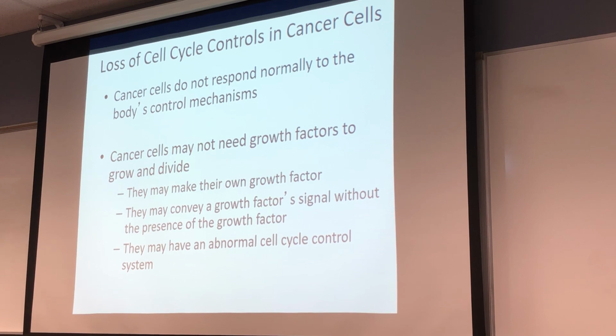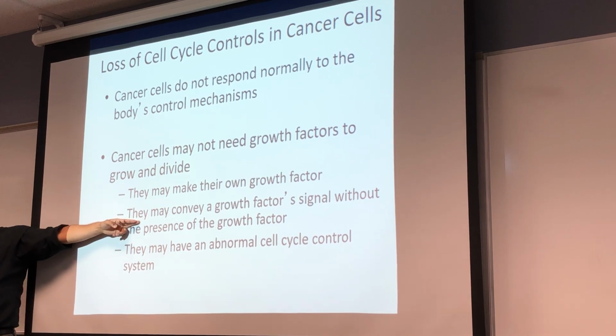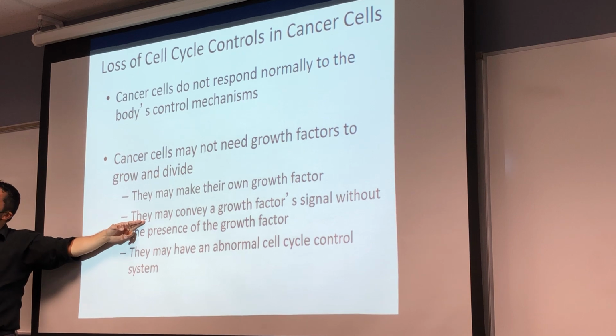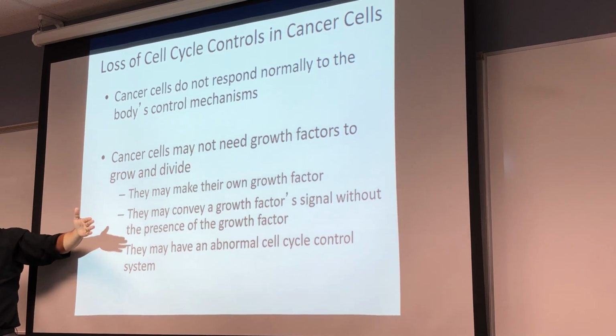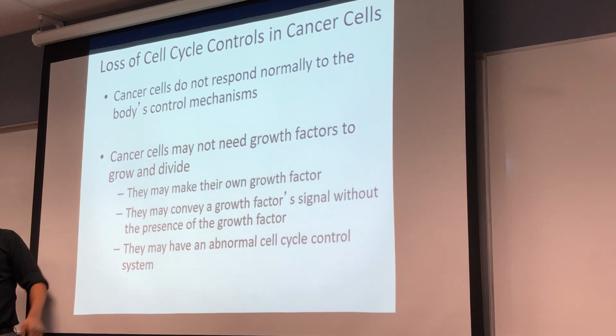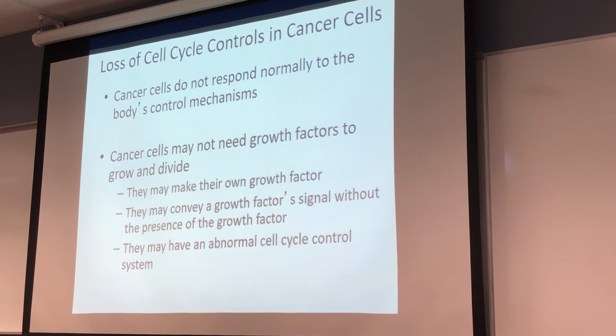So they respond abnormally to the cell cycle control. Cancer cells may not need these growth factors to grow in the body because they are making their own growth factors, or they are making their own pathways, activating the pathways that these growth factors are supposed to activate. So they're making that without the need of that particular growth factor. And also they may have an abnormal cell cycle control system that doesn't need it at all.